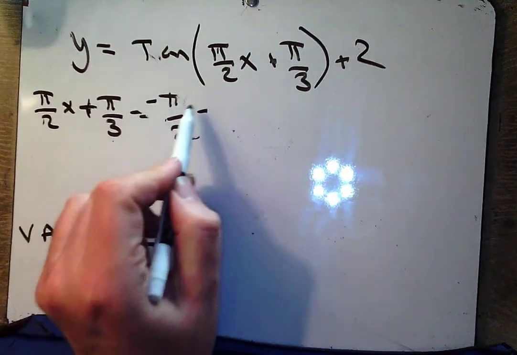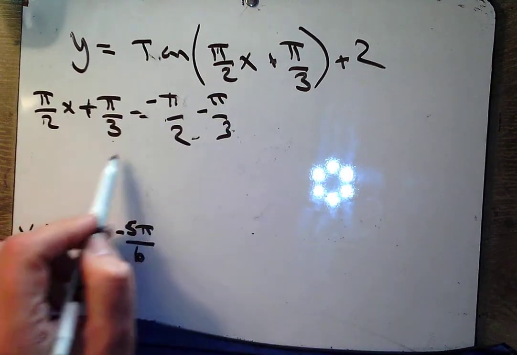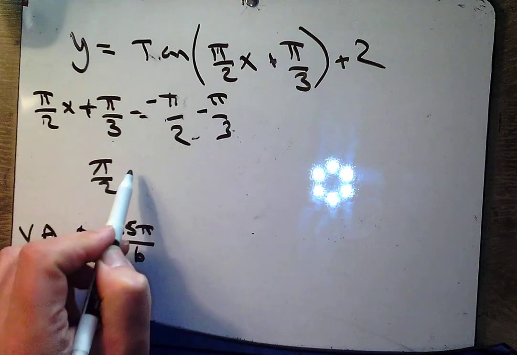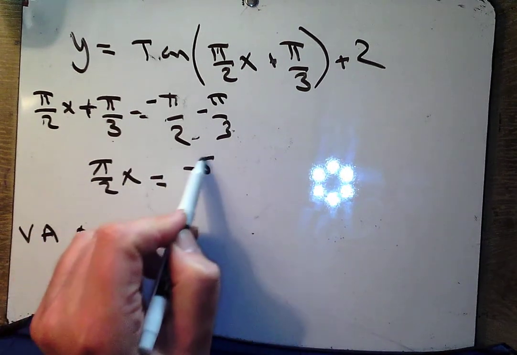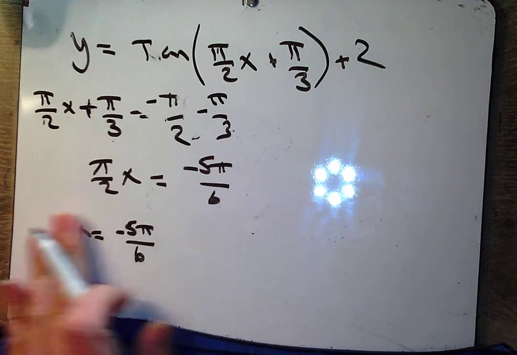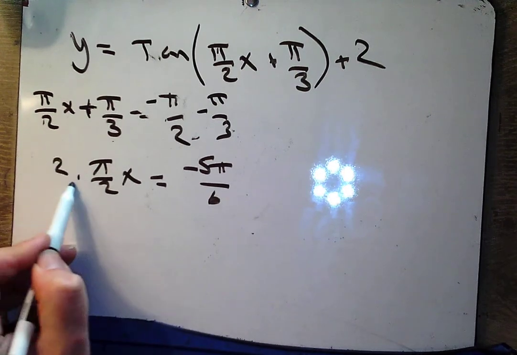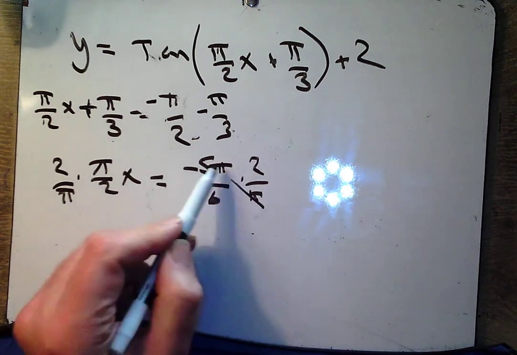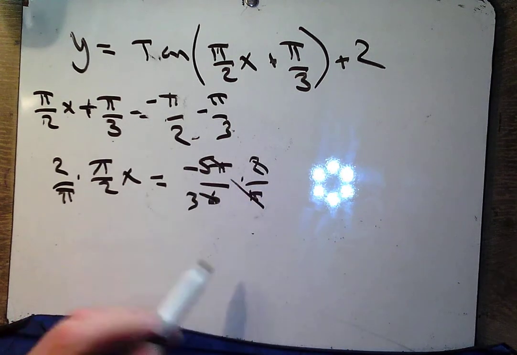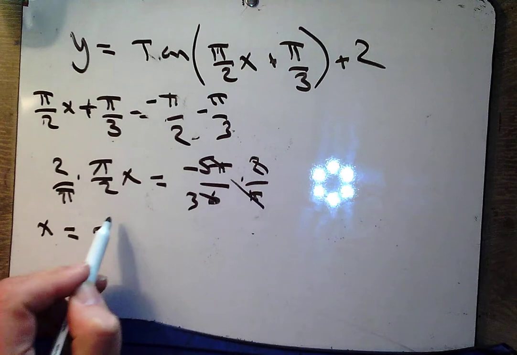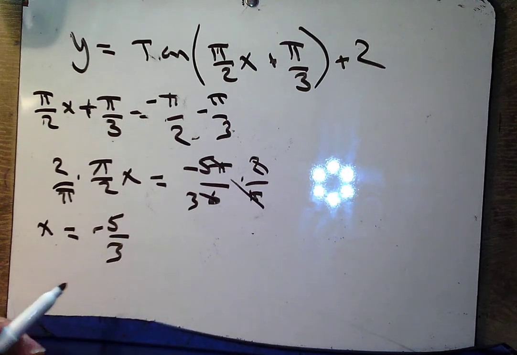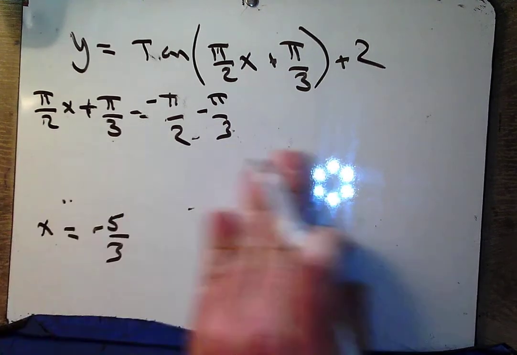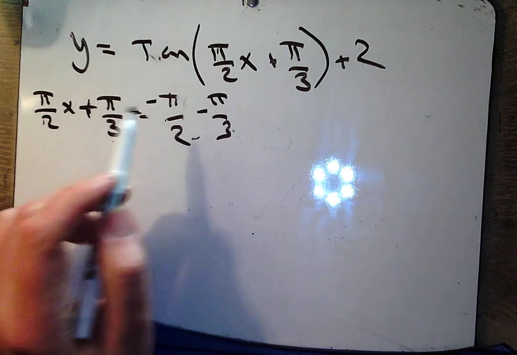Okay, so this is negative, and this is negative, and we've got pi over 2x equals negative 5 pi over 6. Thought I missed that. Times the reciprocal. These cancel. These cancel. So x equals negative 5/3. Oh, that's very good. Yeah, good to be thinking about what you're doing.